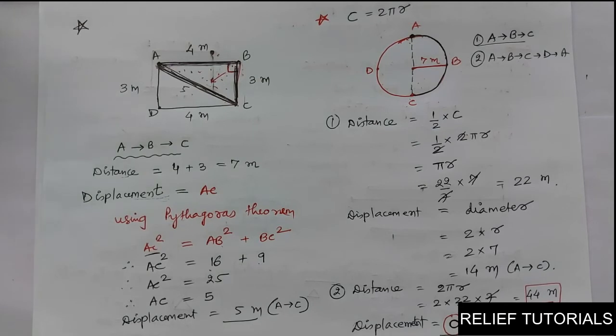So when can we have zero displacement? We can have zero displacement only when the initial point and the final point are the same. If the initial and final points of the journey are the same, then we can say the displacement is zero. If you want to give an example, I think this is the example: if on the circular path the starting point and ending point of the motion are the same, then the displacement can be zero, and distance is always positive.